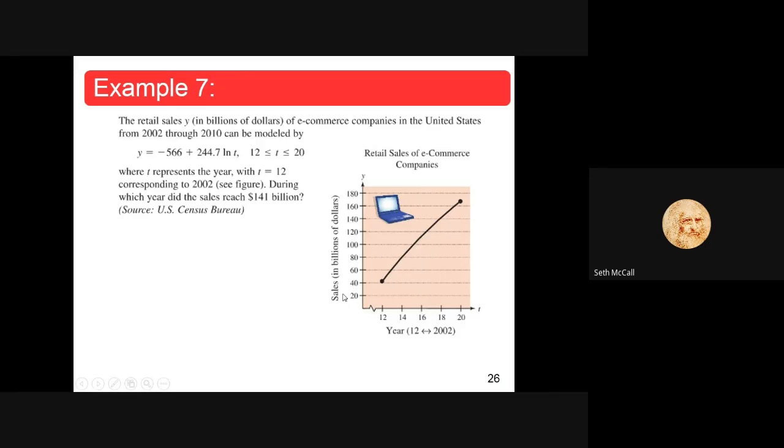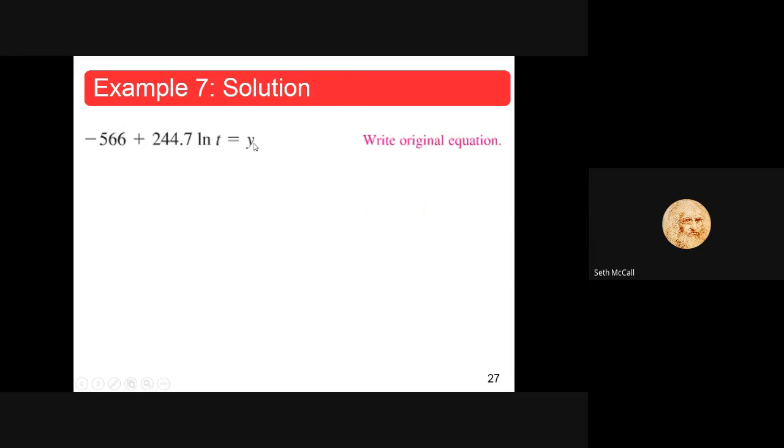Okay, here's how we actually are going to figure this out for sure. We're going to take this 141 billion, which is the retail sales, and plug that in for Y, since Y represents the retail sales. So we're going to take our equation and plug in 141. It's actually just 141 because Y is in billions. And now we're going to solve this equation.